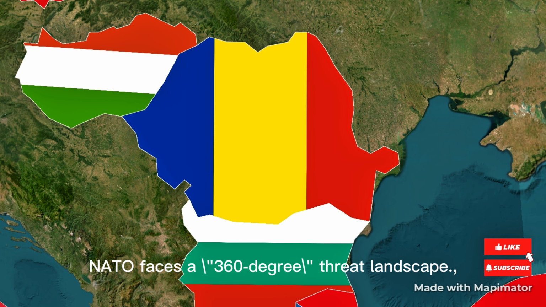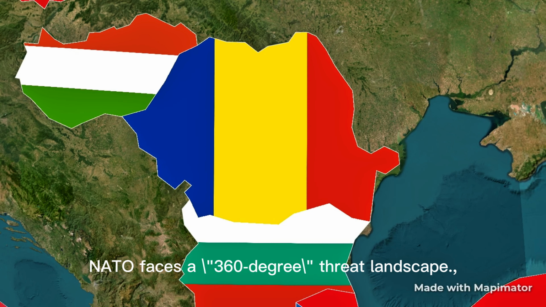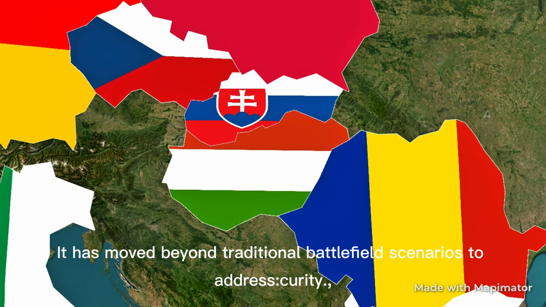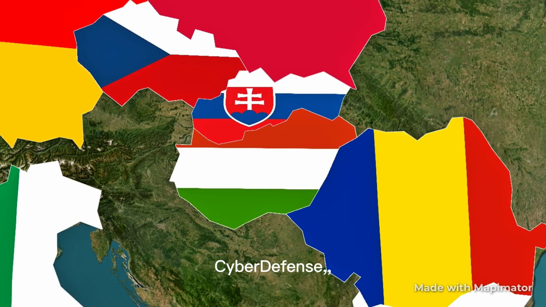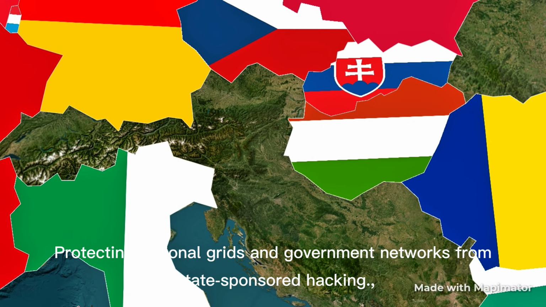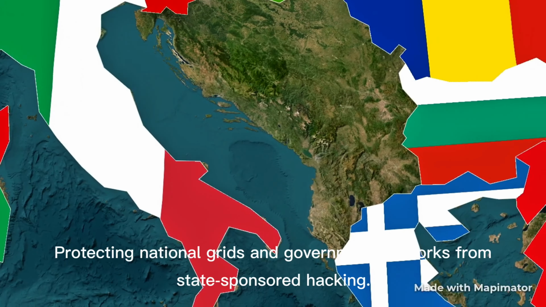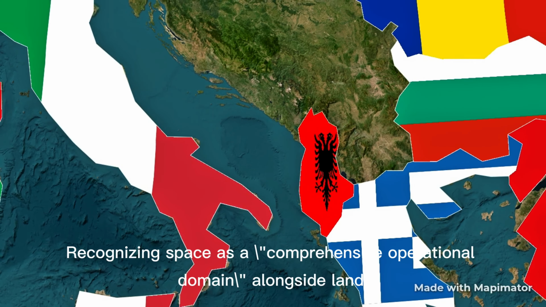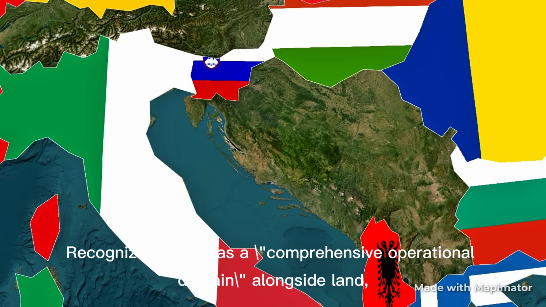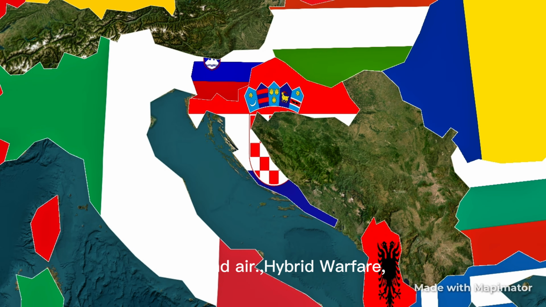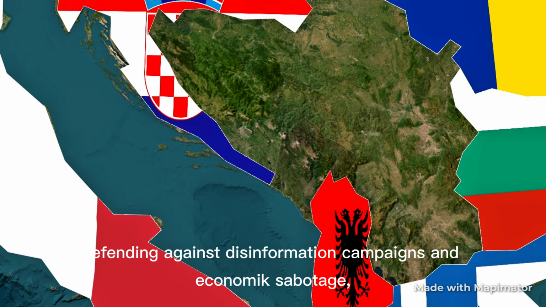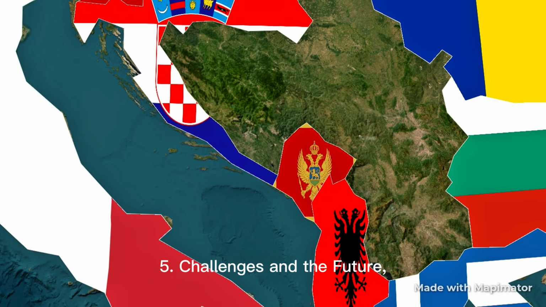4. Modern threats and 21st century strategy. Today, NATO faces a 360-degree threat landscape. It has moved beyond traditional battlefield scenarios to address cyber defense: protecting national grids and government networks from state-sponsored hacking. Space: recognizing space as an operational domain alongside land, sea and air. Hybrid warfare: defending against disinformation campaigns and economic sabotage.